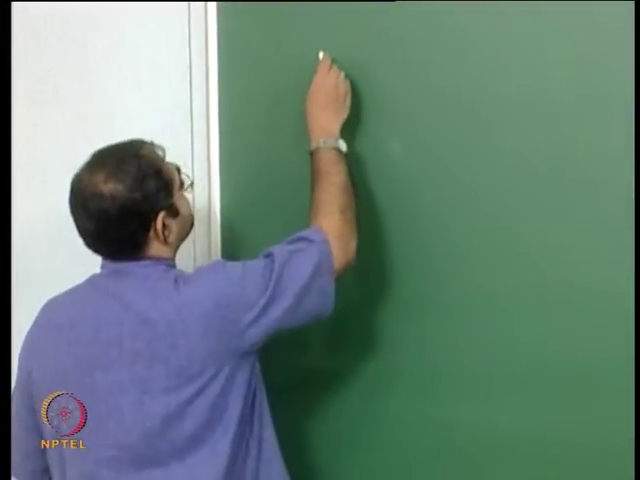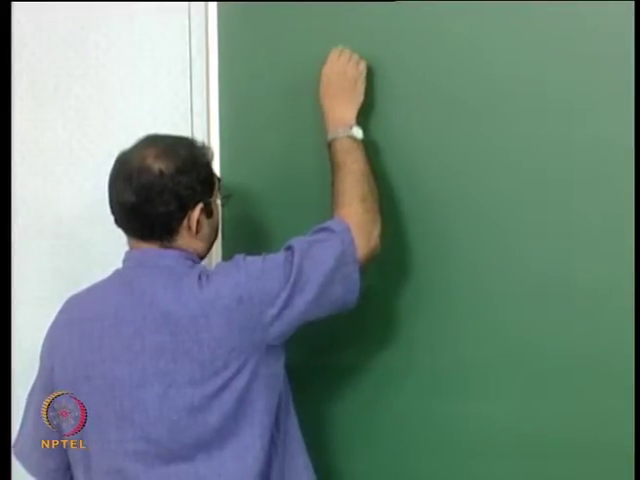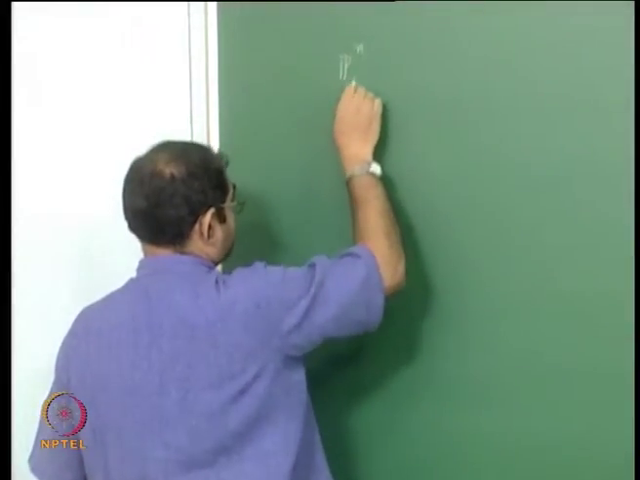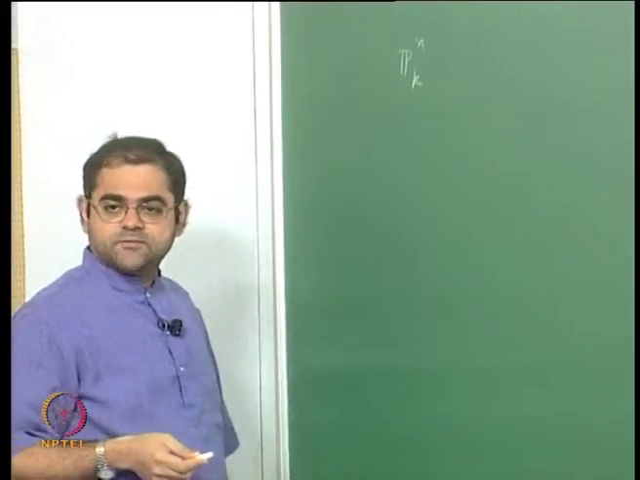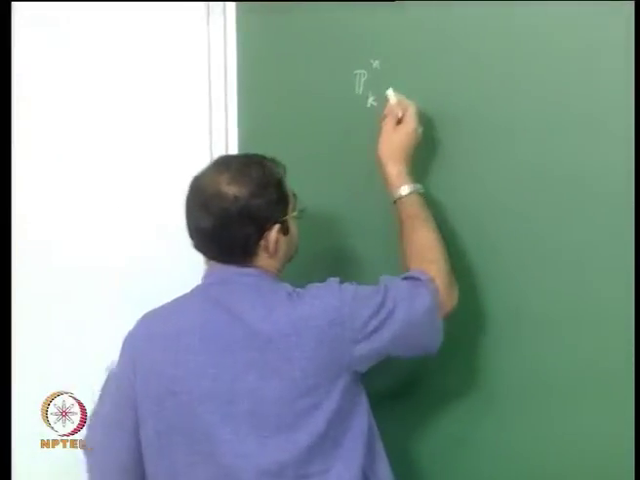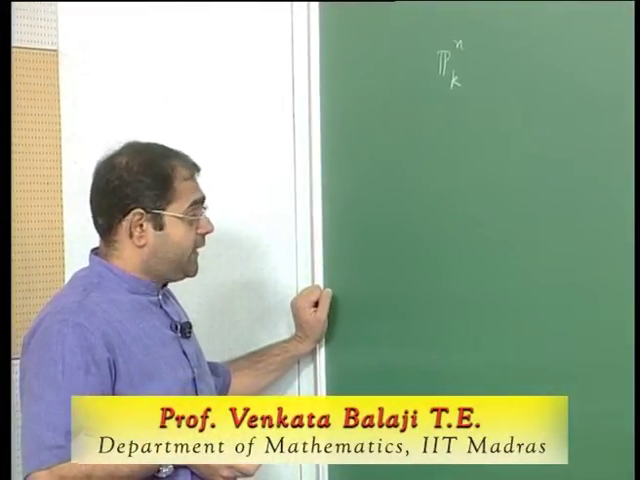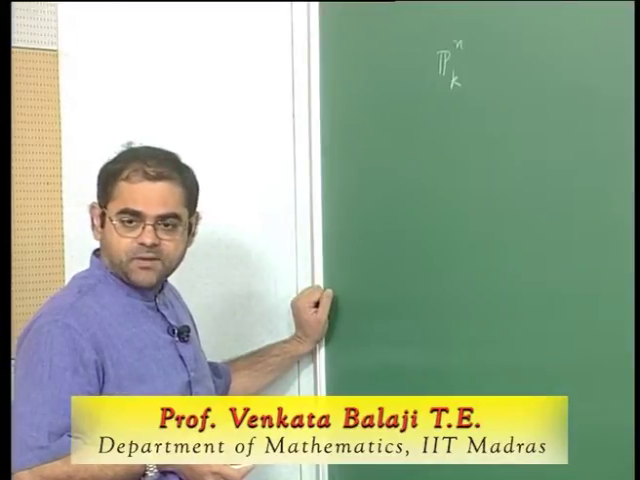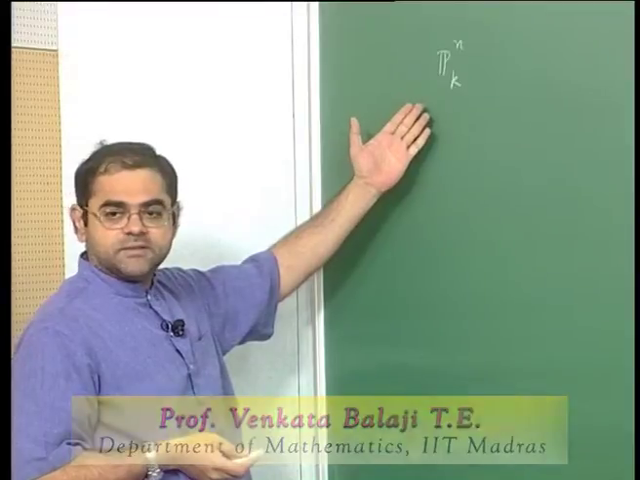Okay, so we were discussing projective spaces. If you recall, we have projective n space over K, where K is of course an algebraically closed field, and this is thought of as a space of lines in n+1 dimensional affine space. All right, and we have given the Zariski topology on this.